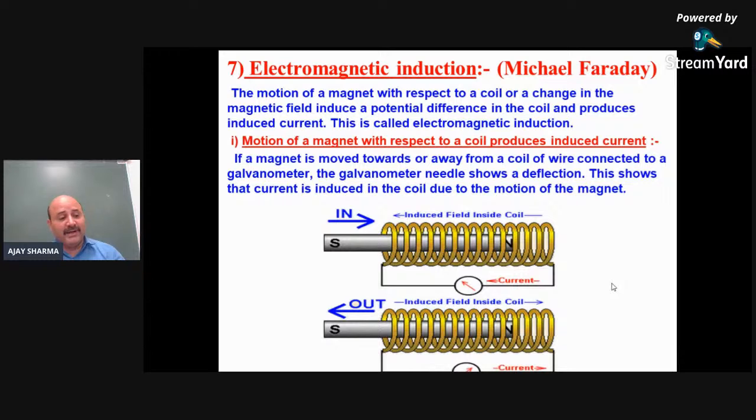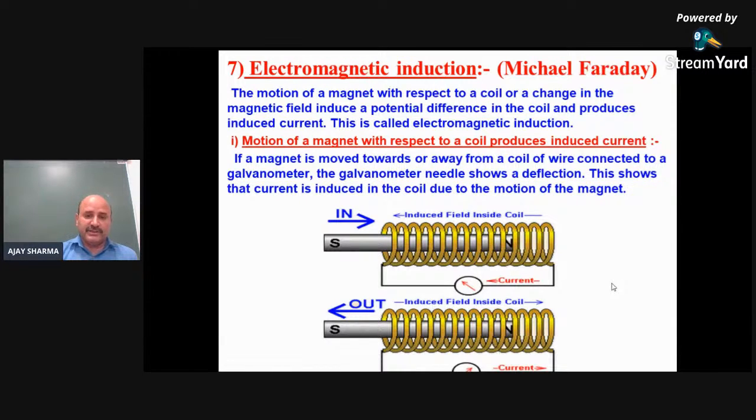Now when magnetic field is decreasing, it means what? Magnetic flux is decreasing. Again there will be production of EMF or current in the coil, and this is very, very important. You can see here again current is produced. You can see the deflection there in this galvanometer. It will be showing deflection in the other side. It means that we are able to produce current in the coil by moving a magnet away from the coil also.